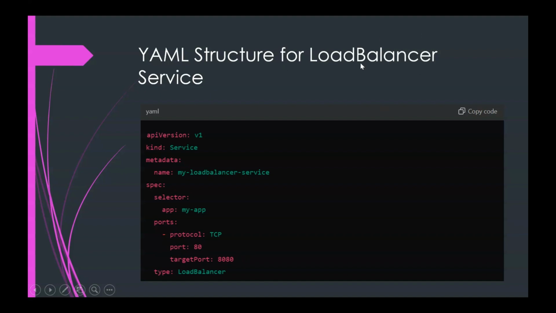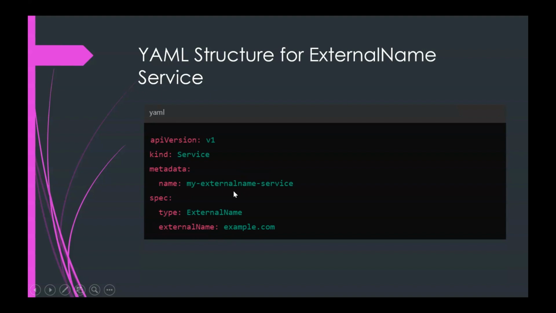Okay, and this load balancer service will use this 8080 port to communicate with the application or Kubernetes cluster, or you can say the pod. Okay, and make sure you are writing the type as LoadBalancer in the load balancer service.